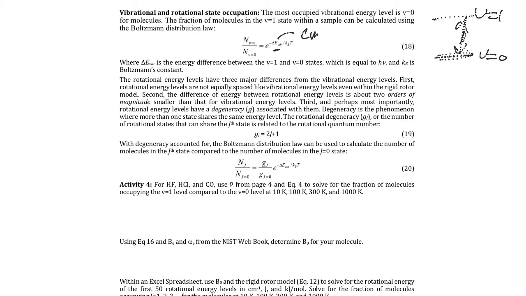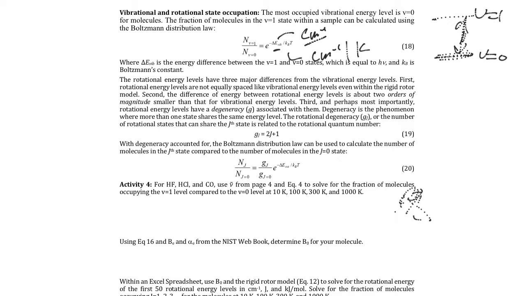It's simple enough to use the units in wave numbers. And that'll allow you to calculate, in the first part of the activity, the fraction for HF, HCl, and CO, using the fundamental vibrational frequency from page 4. Solve for the fraction of molecules that are V equals 1 compared to V equals 0 at 10 Kelvin, 100, 300, and 1,000. So you can see as you're warming a sample up, you're going to be populating more and more molecules in V equals 1, but not really ever that large of a percentage.